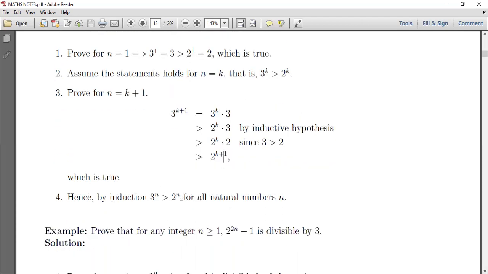Therefore, by induction, it shows that 3 to the power n is always greater than 2 to the power n for all natural numbers. Since it is true for n equal to 1, n equal to k, and n equal to k plus 1, therefore it is true for all natural numbers.